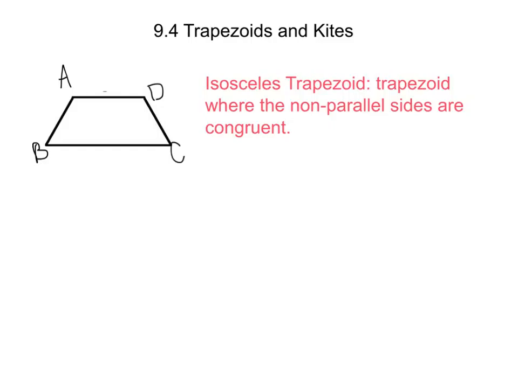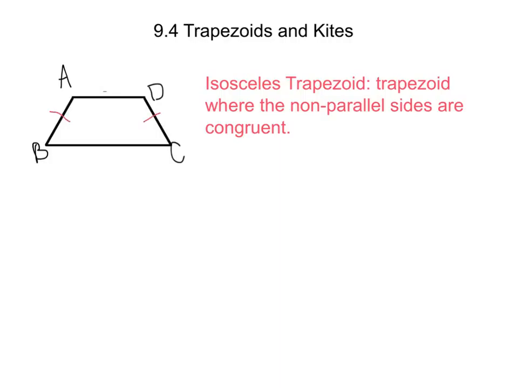9.4 is on trapezoids and kites. Remember, a trapezoid has one set of parallel sides, as you can see here and here, and it's also a quadrilateral. It has two other sides that will intersect with the parallel lines, but are not perpendicular. An isosceles trapezoid, by definition, means that it is a trapezoid where the non-parallel sides are congruent.